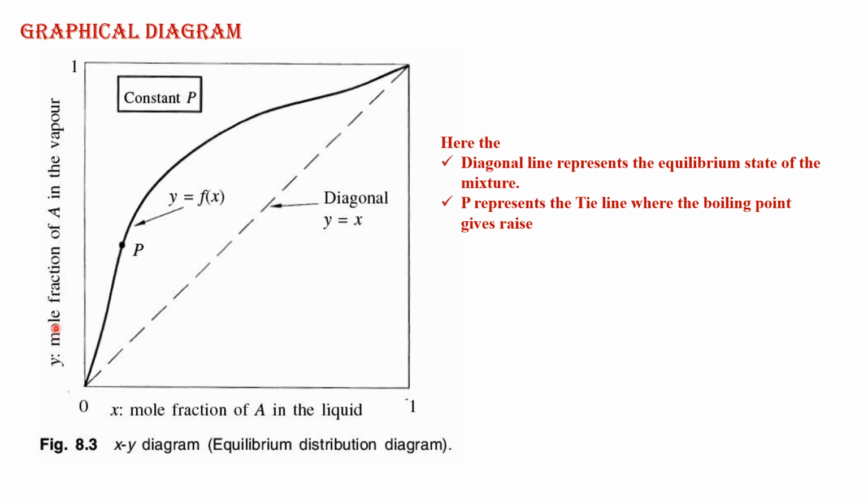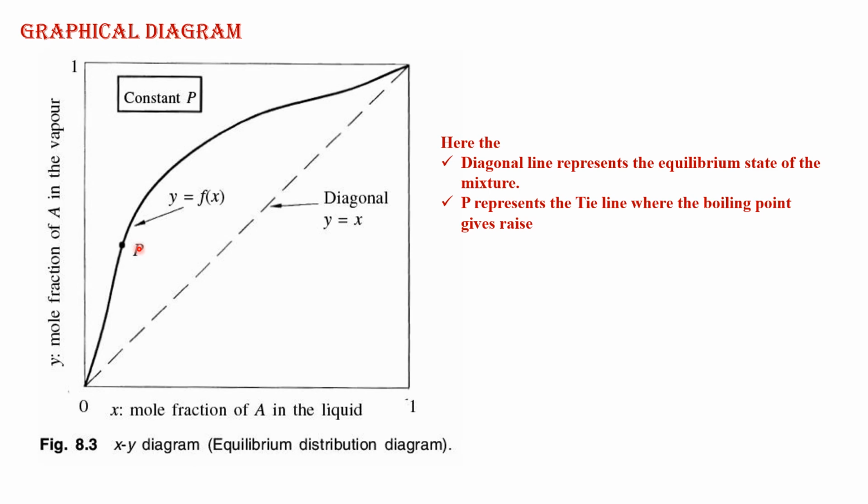As I said, we place y on the y-axis and x on the x-axis. This is a diagonal line where y equals x, that is the composition where we didn't remove any mixture or any vapor from the system. And this upper curve represents the more volatile curve. That's why it lies above the diagonal line, and the point P represents the boiling point.